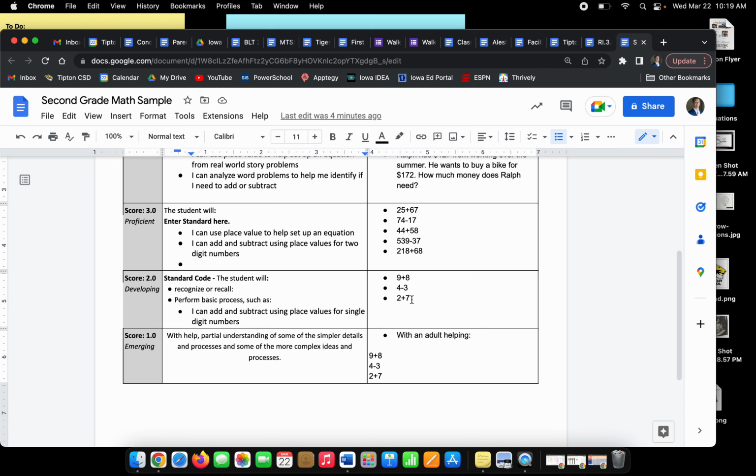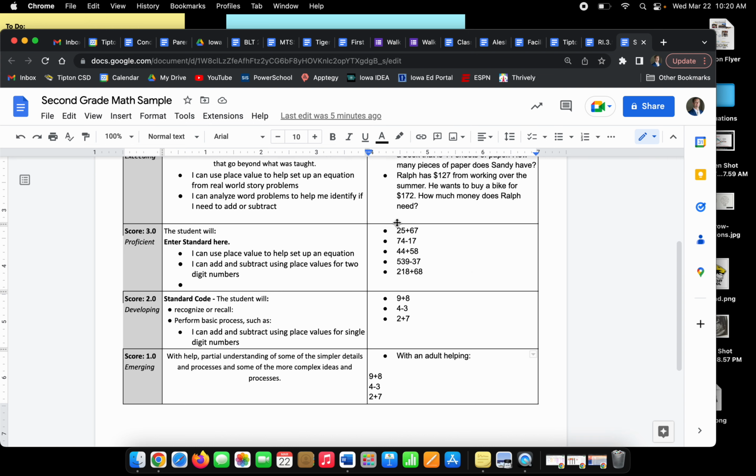So these are ways that they can go above the standard, and then this would be a way to help us identify if they're developing. On their own, they can add and subtract single place values or single digit numbers. And then emerging, if they're at a 1, would be with help or partial understanding, with an adult helping, they're able to add and subtract these single digit numbers. That would tell us specifically where a student was at with that specific standard.